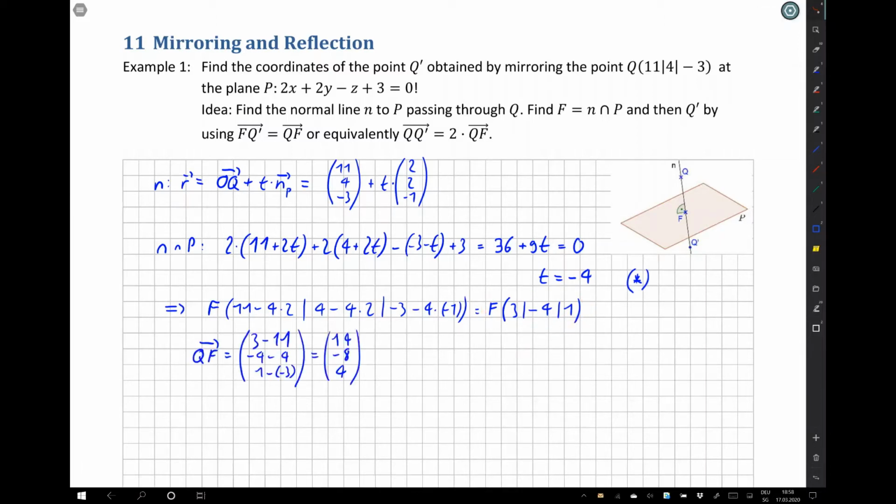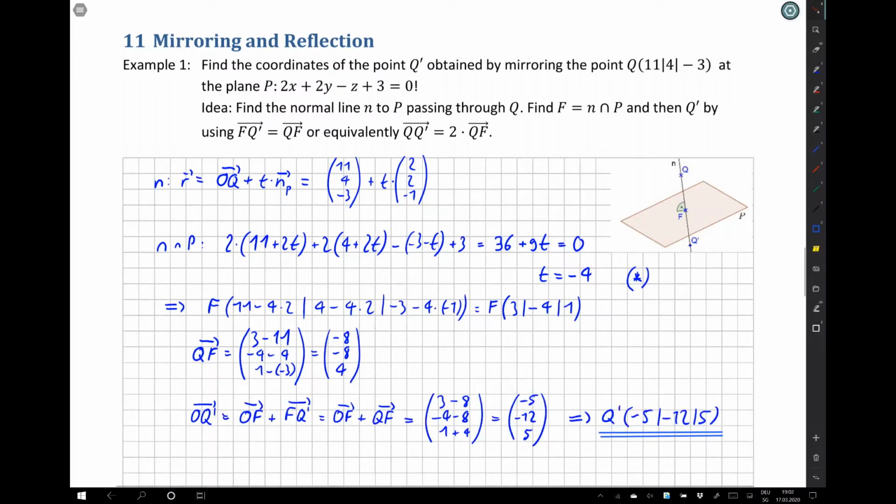And so we get the vector QF as the difference between F and Q. And now using the fact that the vector QF is the same as the vector FQ', we get the position vector of Q' the following way. Sorry, I miscalculated here the x component, it's corrected now. And we see we get in the end the point Q' is (-5, -12, 5).